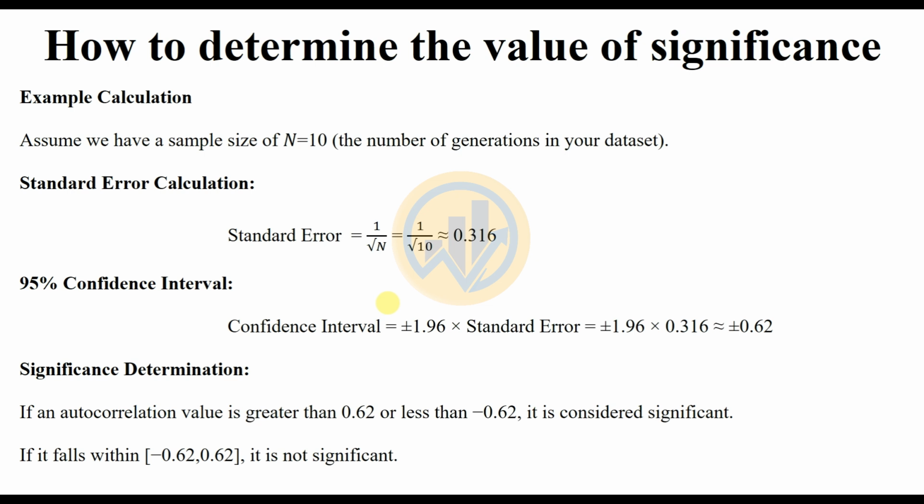The next calculation is the 95% confidence interval in autocorrelations, which is equal to plus or minus 1.96 times the standard error. Entering the value, plus or minus 1.96 times 0.316 gives plus or minus 0.62. So for the significance determination, if an autocorrelation value is greater than 0.62 or less than minus 0.62, it is considered significant. If it is within minus 0.62 to 0.62, it is not considered significant.